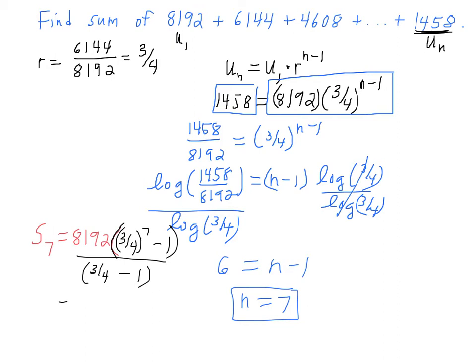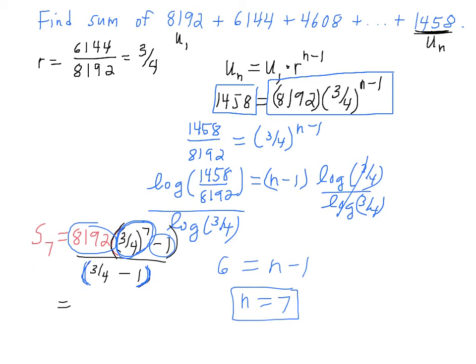So when you very carefully put all this into your calculator, again, I would suggest doing this part first. Don't try to enter it all at once. It's easy to make a mistake that way. So just do 3/4 in parentheses raised to the 7. Hit enter. Then do minus 1. Hit enter. Then do times 8192. Hit enter. And then divide it by, well, if you don't know that this is negative 1/4, put it all in parentheses and just divide by exactly what you see there.